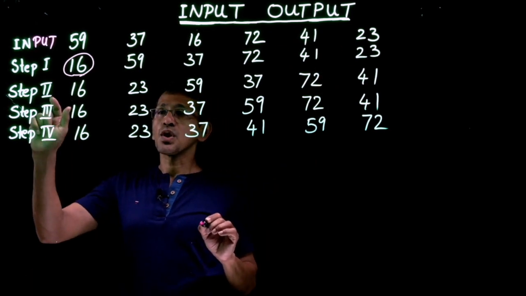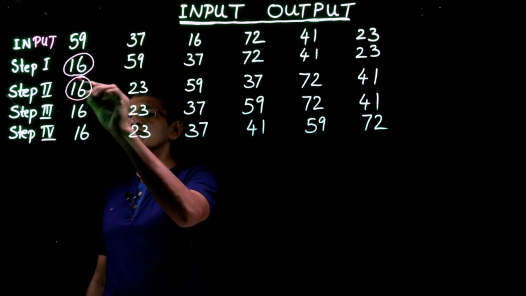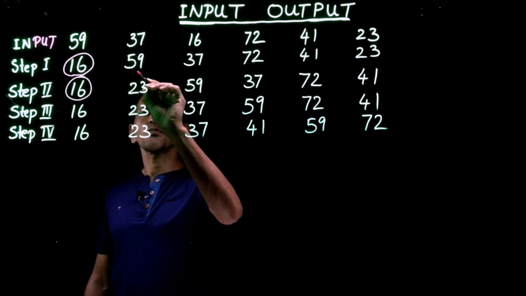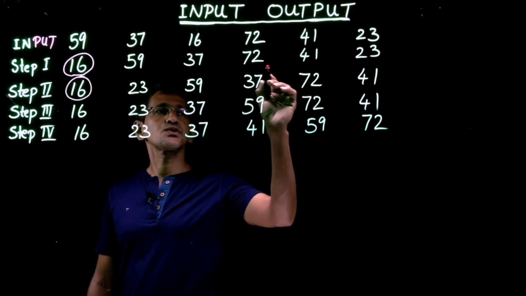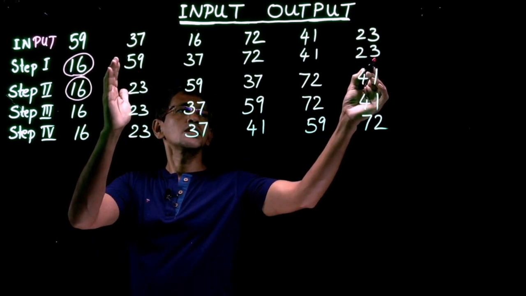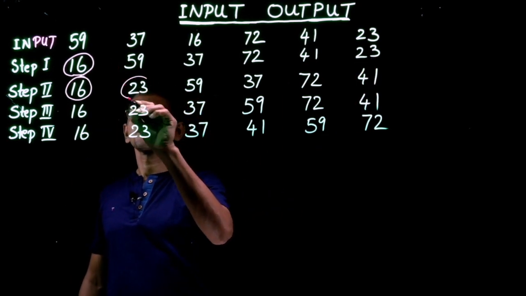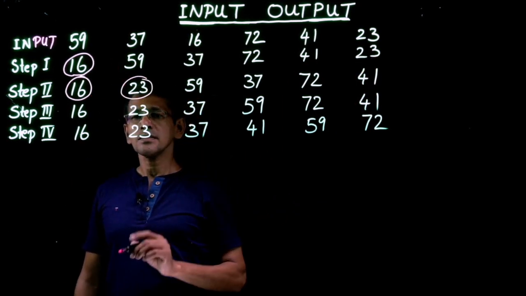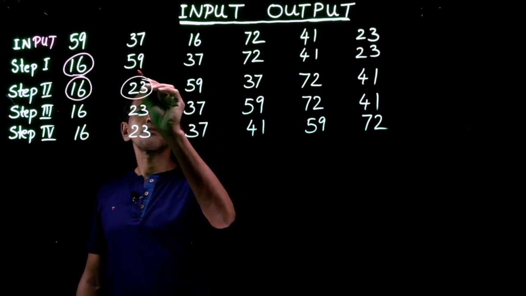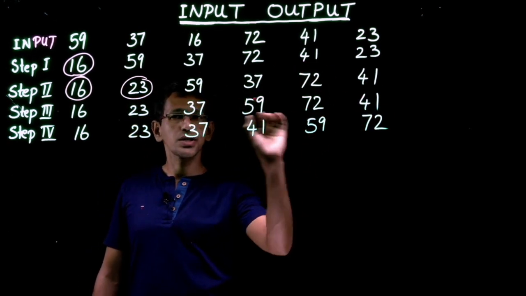Now look at step 2. What is the change from step 1? Well, 16 as it is, no change. That is on the left hand side. Then the other numbers in the step 1, 59, 37, 72, 41 and 23. Among this 59 to 23, the smallest number is 23. That 23 is here after 16. That's a major change from step 1 to step 2. All of the numbers 59, 37, 72 and 41 as it is, no change.